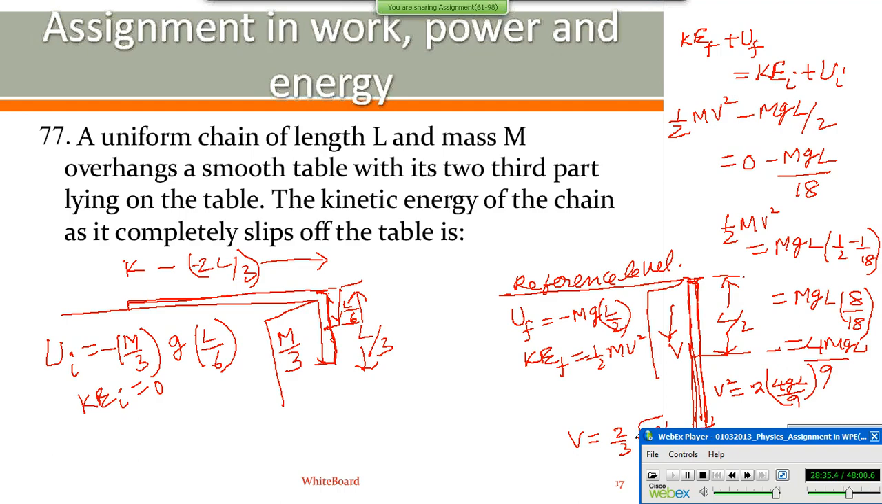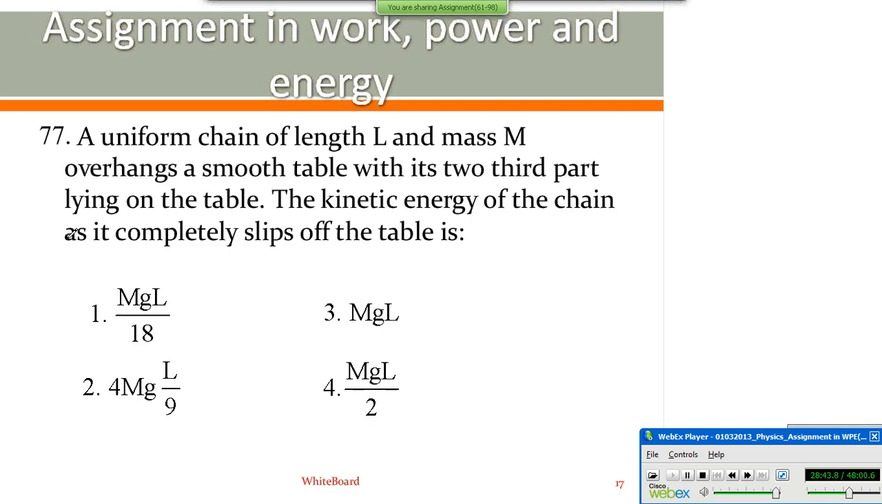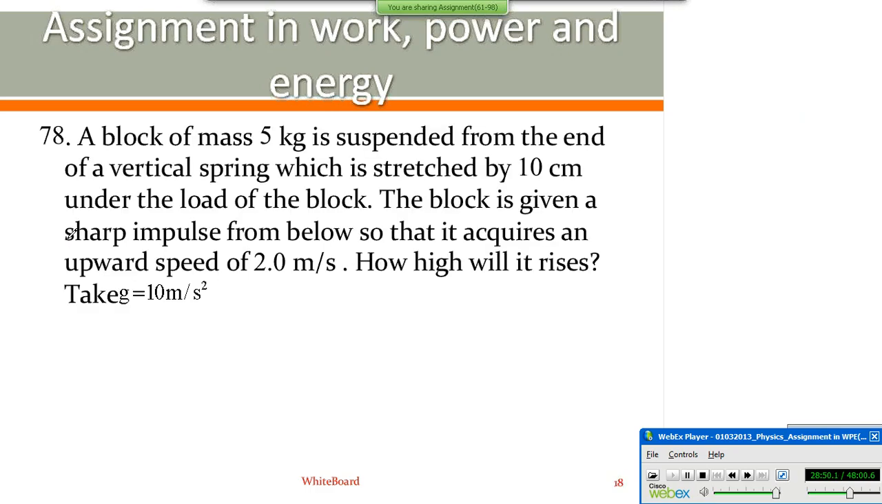So in case you need time to copy the solution, you can take a pause and take your time. So for question number 77, second option is the answer. Let's see the question number 78.